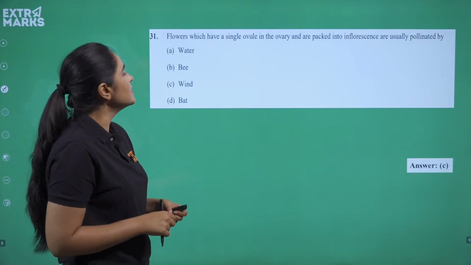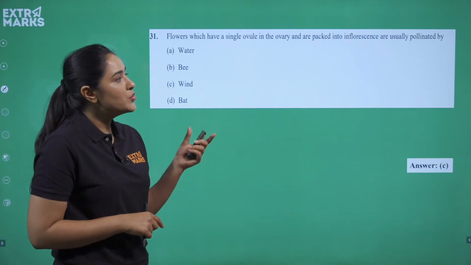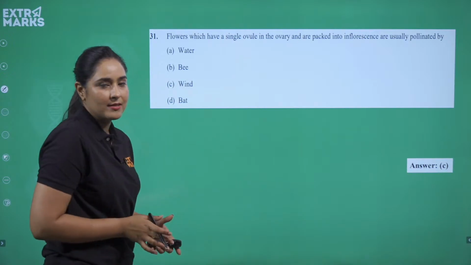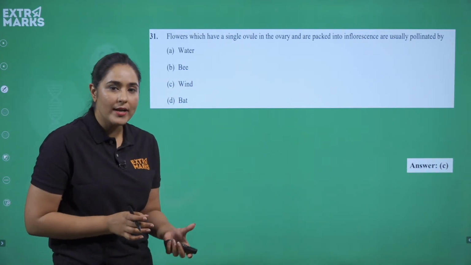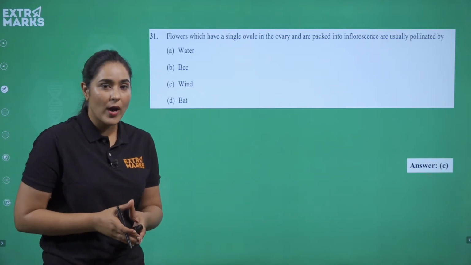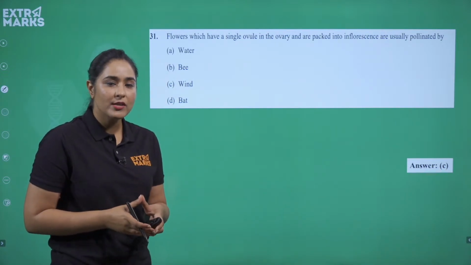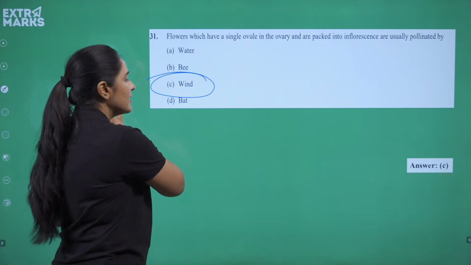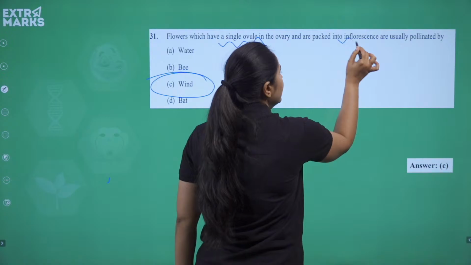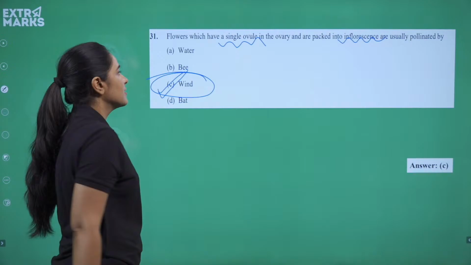Another question: flowers which have a single ovule in the ovary and are packed into an inflorescence are usually pollinated by? So students, when we have a very light seed, obviously it has an advantage and it will be easily pollinated by wind. It will not require insects or animals, and it will not be quite showy in nature. So obviously it will be easily pollinated by wind as it has a single ovule and is packed into the inflorescence. So option C here is correct.